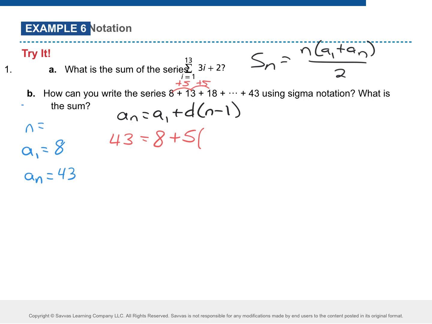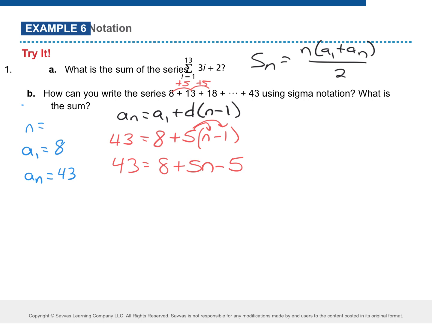We could, but let's pretend we can't do that. And then we don't know what N is, so we're just going to write N minus 1 in there. Does everyone understand why I set this up this way? Okay, now we just have to solve for N. What we need to do first is distribute that 5 in. So I'm going to do 43 equals 8 plus 5N minus 5 times 1, so negative 5.